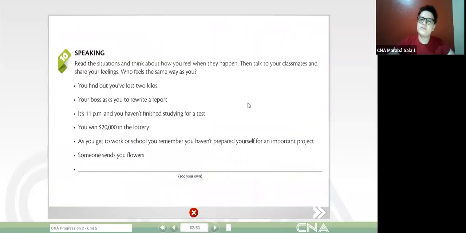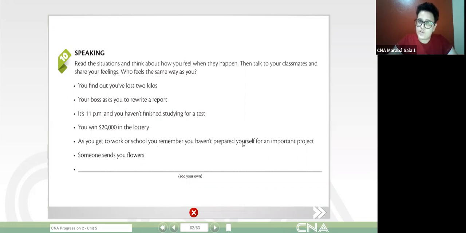Activity 10. Read the situations and think about how you feel when they happen. Then talk to your classmates and share your feelings. So in this activity here, we have some situations. The first one, you found out you've lost 2 kilos. Second, your boss asks you to rewrite a report. It's 11 p.m. and you haven't finished studying for a test. You win $20,000 in the lottery.